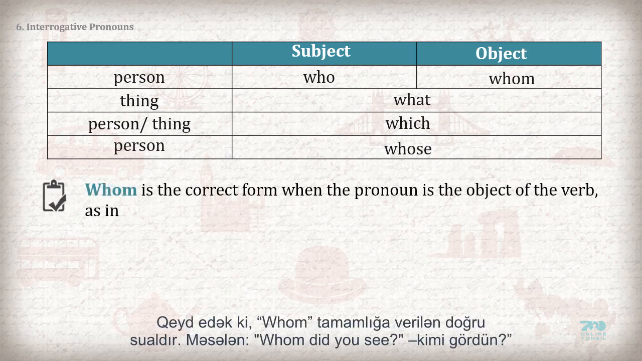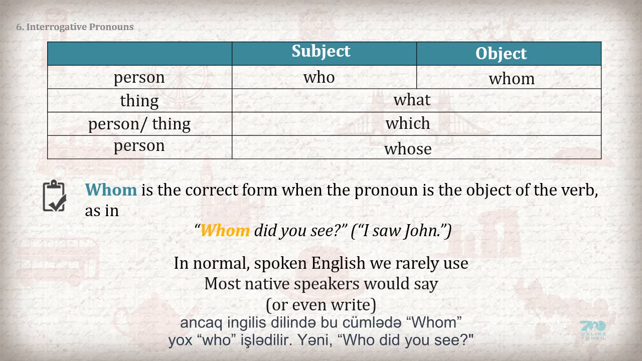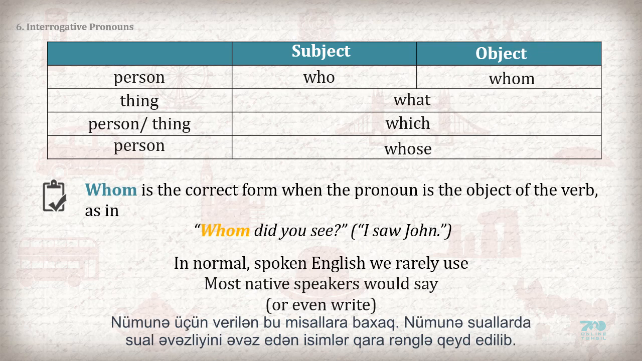Notice that whom is the correct form when the pronoun is the object of the verb, as in, whom did you see? I saw John. However, in normal spoken English, we rarely use whom. Most native speakers would say, or even write, who did you see? Look at these examples, questions.